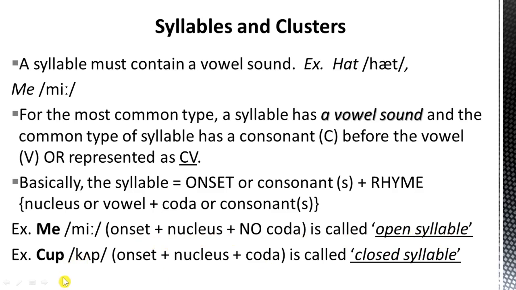Anyway, for cup, we have the onset, the consonant letter C, with the nucleus, the vowel sound, and then we have the p sound, the letter P, which we call the coda. So in this rule, CVC, it becomes a closed syllable.